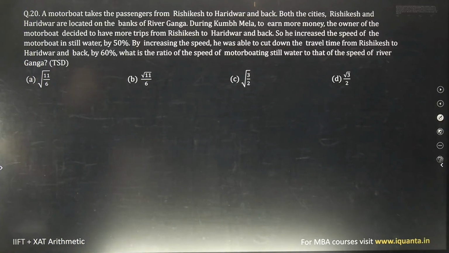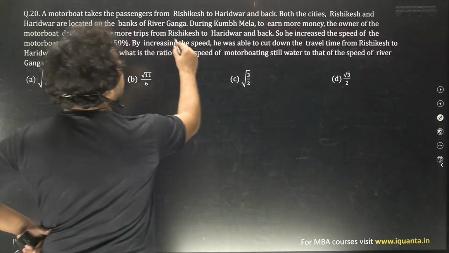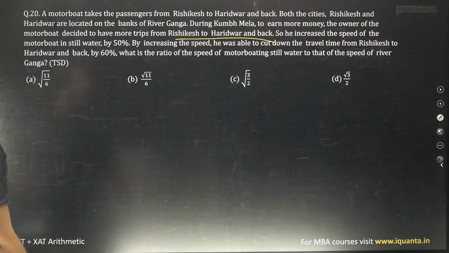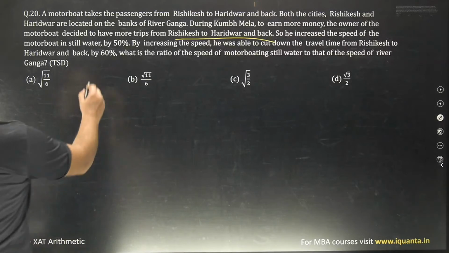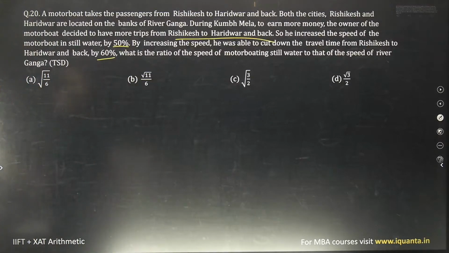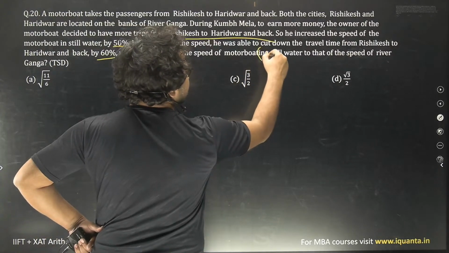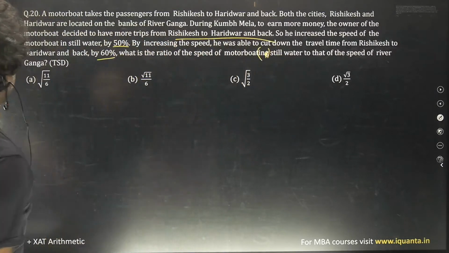A motorboat takes the passengers from Rishikesh to Haridwar and back. Both the cities, Rishikesh and Haridwar, are located on the banks of river Ganga. During Kumbh Mela, to earn more money, the owner of the motorboat had to have more trips from Rishikesh to Haridwar and back. So he increased the speed of the motorboat in still water by 50%. By increasing the speed, he was able to cut down the travel time from Rishikesh to Haridwar and back by 60%. What is the ratio of the speed of motorboat in still water to that of the speed of river Ganga?